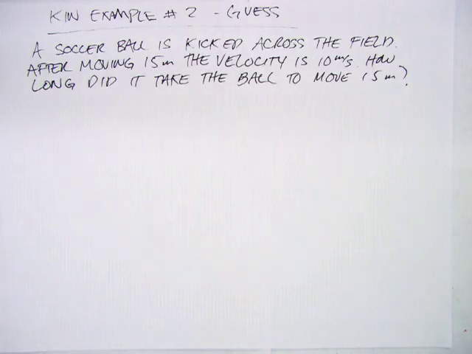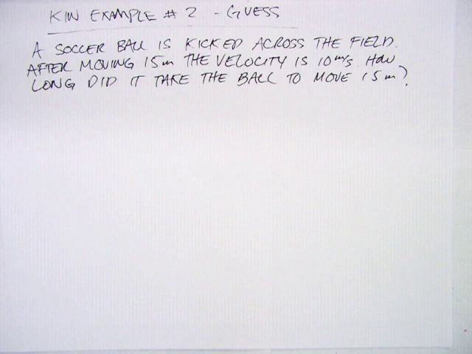Okay, here's an example problem that's a little more difficult than the first one. We're going to apply the same method that we've used before. In this case we have a soccer ball. It's kicked across the field. You can assume it's kicked horizontally across the field, so it's rolling across the field. It's not moving through the air. We're going to get to two dimensions later. It gets a little more complicated.